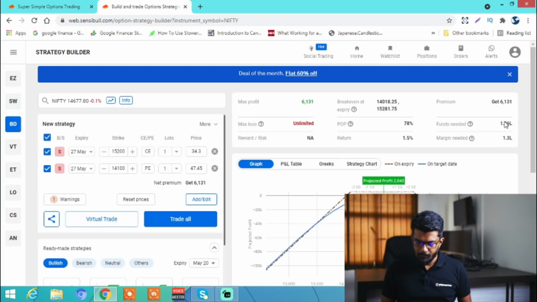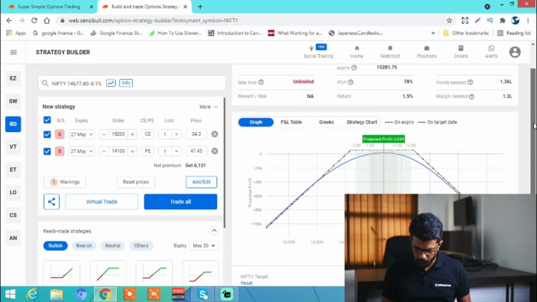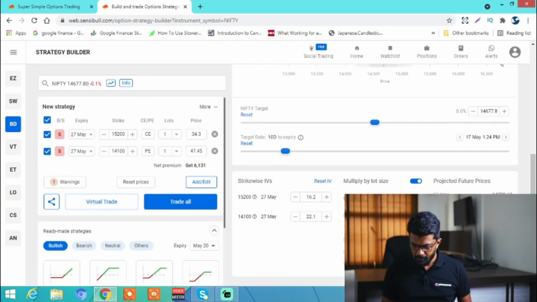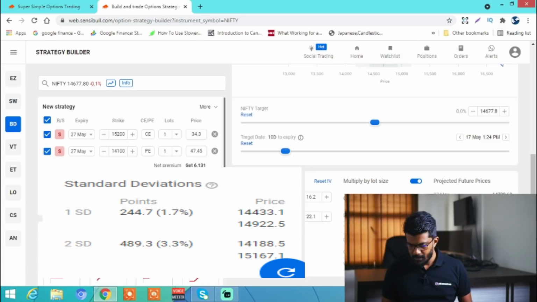Yeah, and if you see the margin requirements, I think it's 1.3 lakhs. Maximum profit is 6,131. And if you come down, you can see the standard deviation here. One standard deviation is around 244 points, which means it can move maybe 250 points up or down before expiry. That is what the standard deviation is saying.